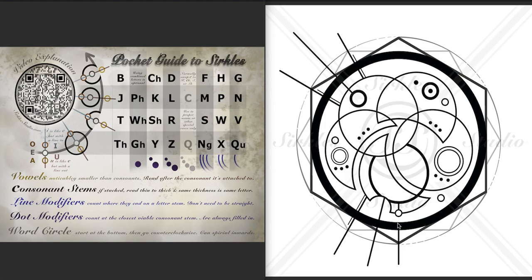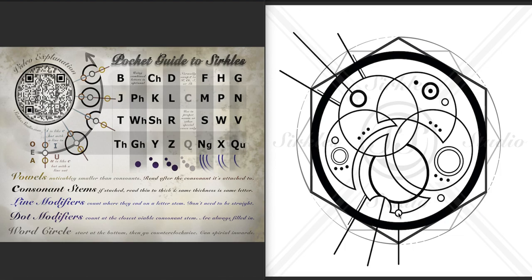We start at the bottom of the word circle and go counterclockwise, like a time traveler going back in time. So our first letter in our first word also starts at the bottom, and then the next one goes counterclockwise around it. So this is the first letter of our first word, and it's a little circle.